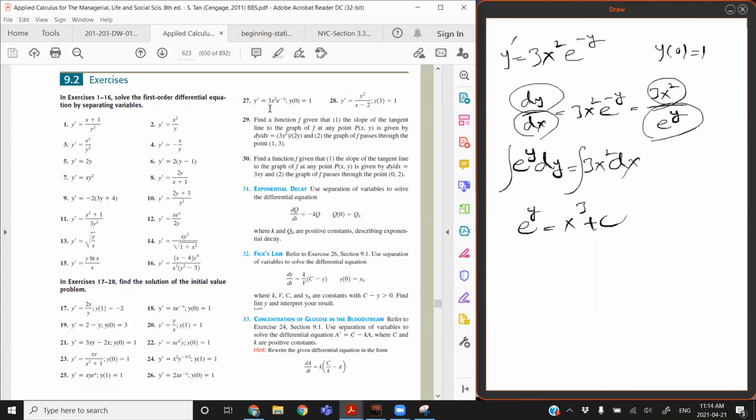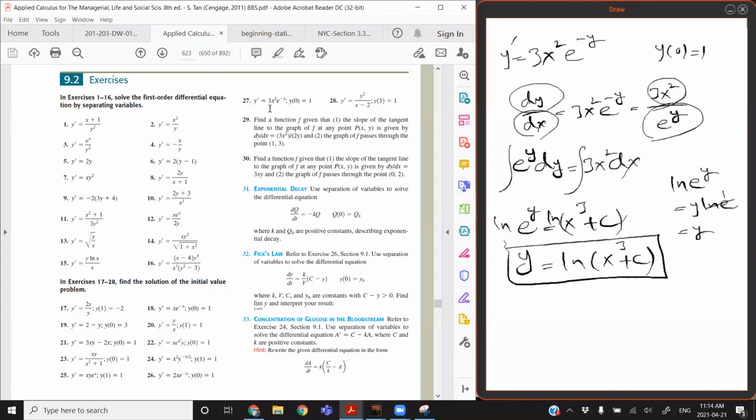I don't need to put c on both sides. I just put c on this side. So for this problem, I can easily isolate y because I can take ln on both sides. If I take ln on this side, and if I take ln on the other side, if I have ln of e to the power of y, that's y ln of e, but ln of e is 1, so that's why y is ln of x to the 3 plus c. So for this particular problem, it was easy to isolate y.